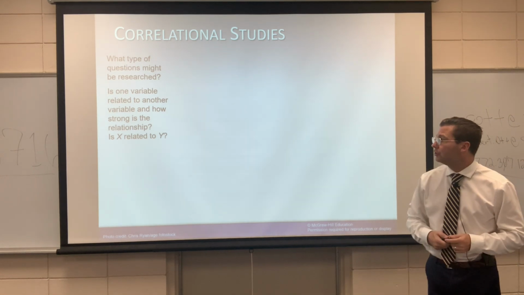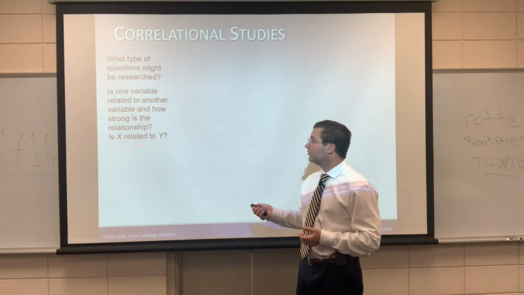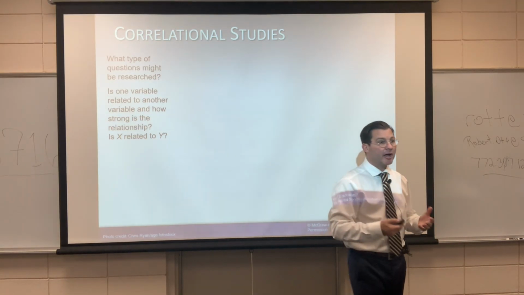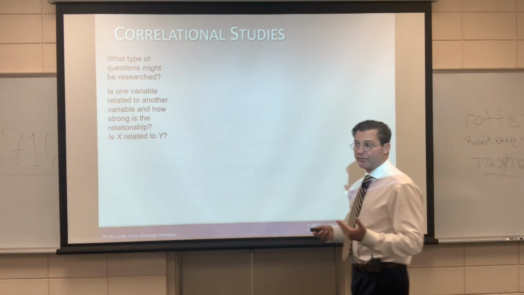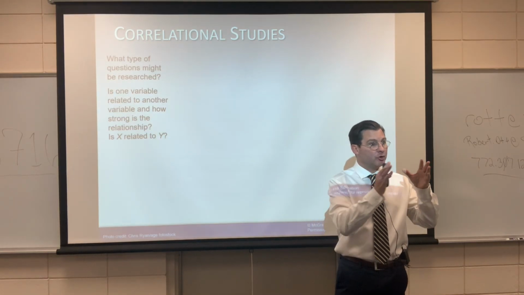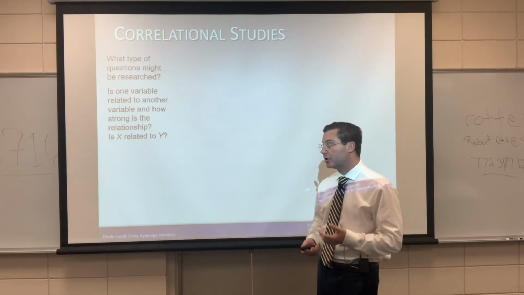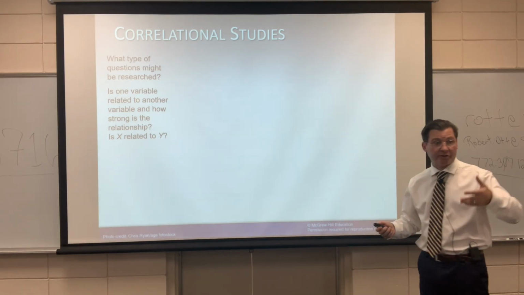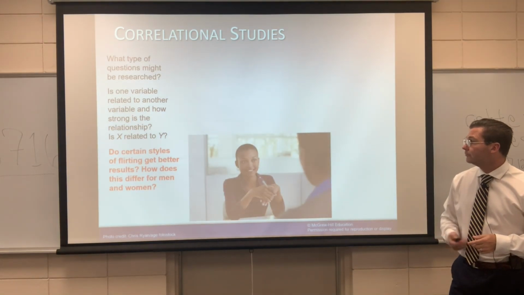So in a correlational study, you want to know basically, is X related to Y? X tends to be the predictor. Y tends to be the outcome variable. And you want to know if you can predict Y if you knew what X was, which means you have to start to look at very specific predictors, and test them, of course, in order to determine if there's a relationship there.